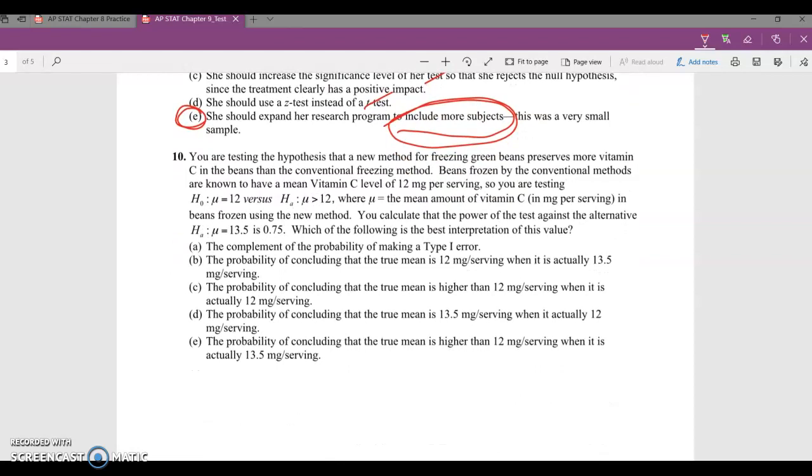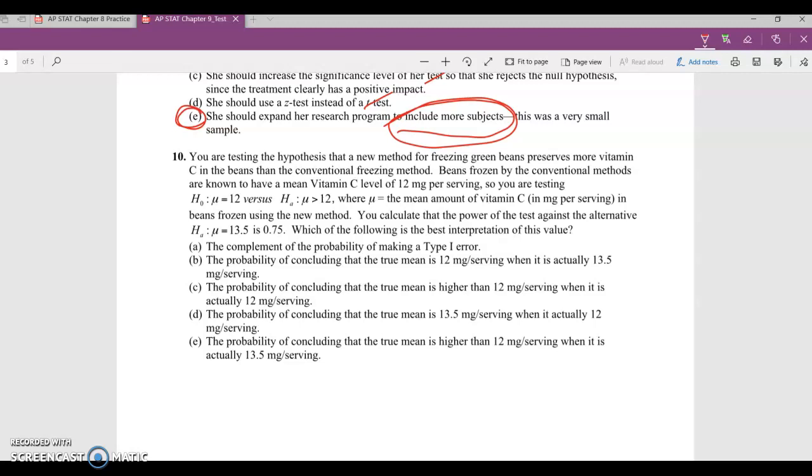Number 10, you're testing the hypothesis that a new method for freezing green beans preserves more vitamin C in the beans than the conventional freezing method. Beans frozen by the conventional methods are known to have a mean vitamin C level of 12 milligrams per serving, so you're testing mu equals 12 versus mu is greater than 12, where mu equals the mean amount of vitamin C in beans frozen using the new method. You calculate the power of the test against the alternative, mu equals 13.5, and that power is 0.75. Which of the following is the best interpretation of this value?